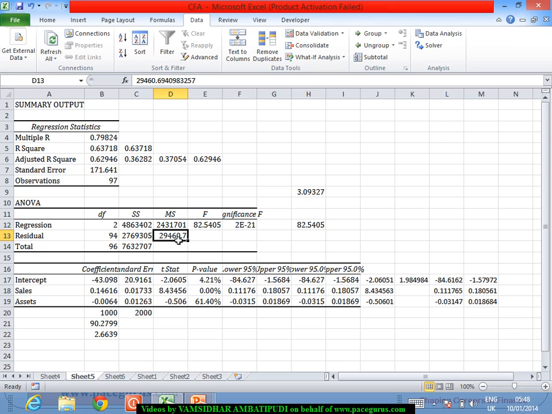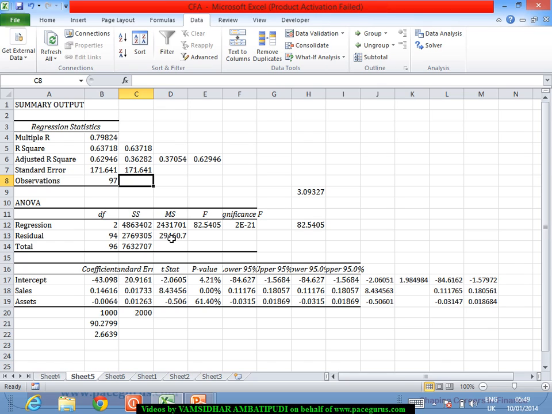So out of this mean sum of squares, take the square root. Take the square root of this mean sum of squares. That is what you are going to get as the standard error of the estimate. So that is one more relationship that we need to be comfortable with by looking at the ANOVA table.